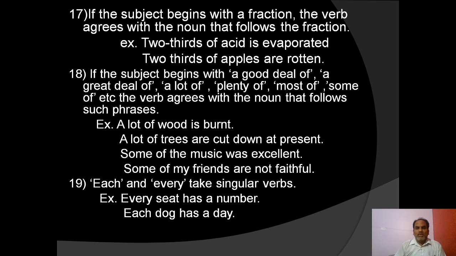Some of the music was excellent. "Was" is used here for the subject music, which is uncountable, so the verb is singular. And some of my friends are not faithful. And here the verb "are" is used for my friends, which is plural, not for some. So when the subject begins with a great deal of, a good deal of, a lot of, plenty of, most of, some of, the verb agrees with the noun that follows such phrases.